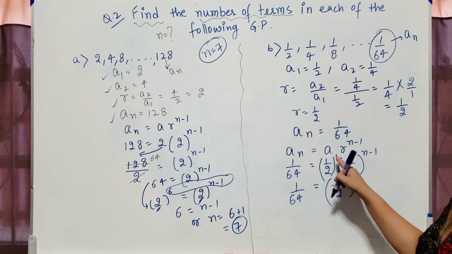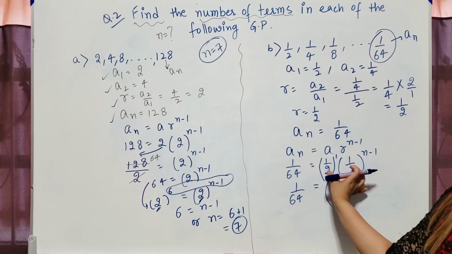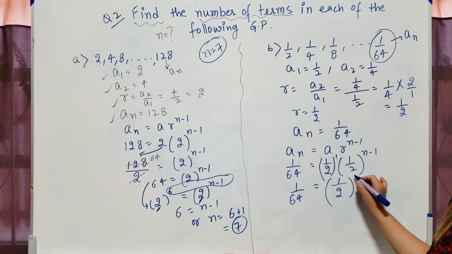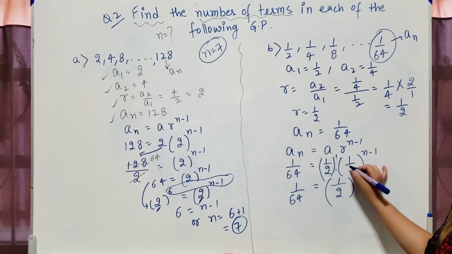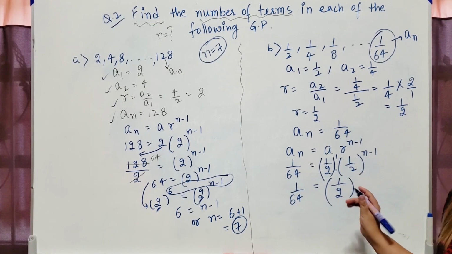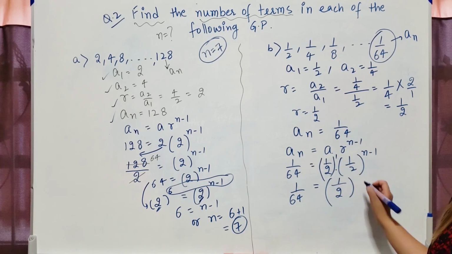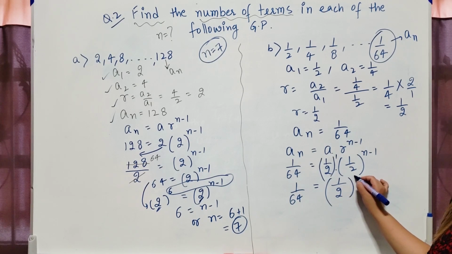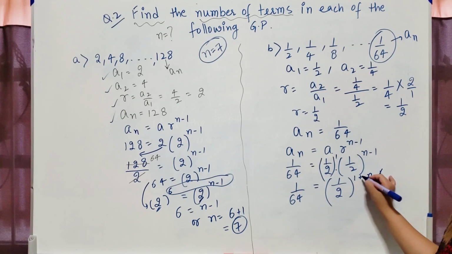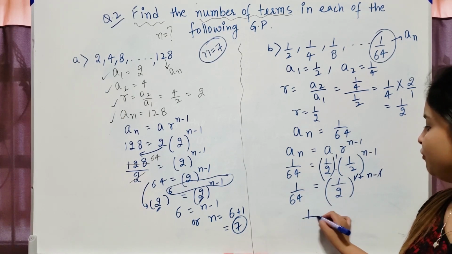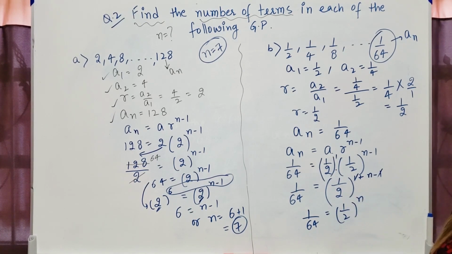I can write this as 1 over 2 raised to power 1. Then I can combine both the bases together. So this will become 1 over 2 raised to power 1 multiplied by 1 over 2 raised to power n minus 1. So if I club these two together, this will be 1 over 2 raised to power 1 plus n minus 1. So 1 and 1 cancel. This will be 1 over 64 is 1 over 2 raised to power n.